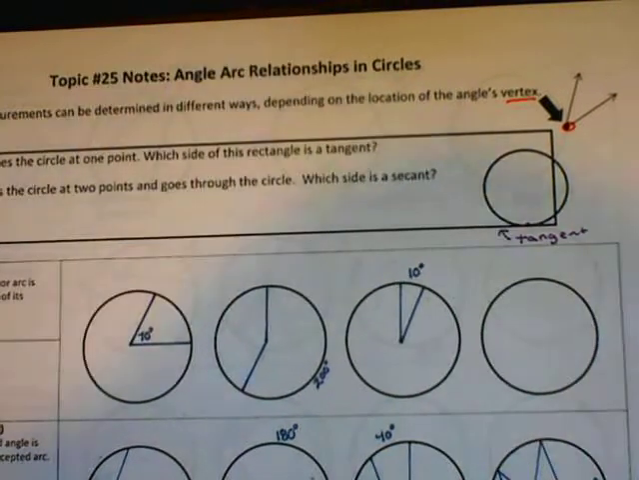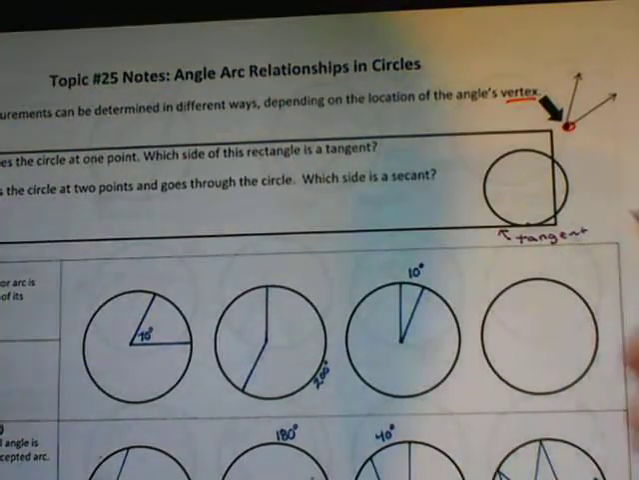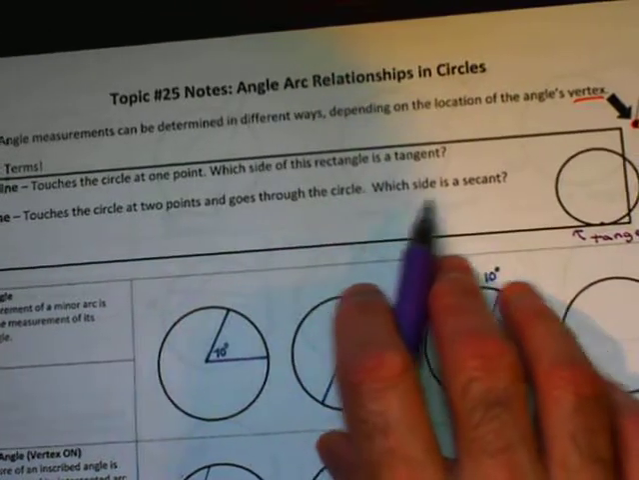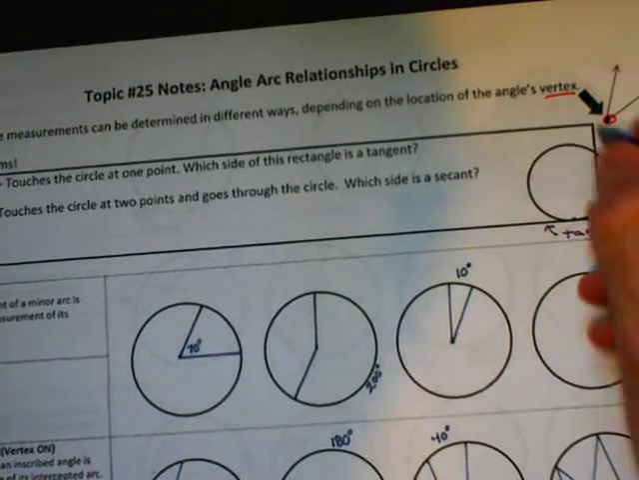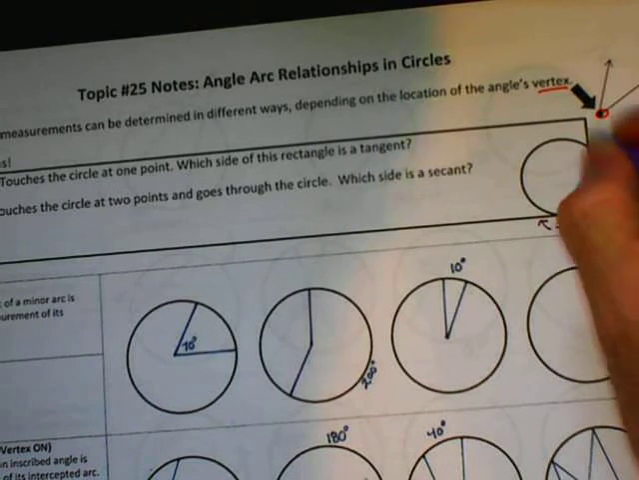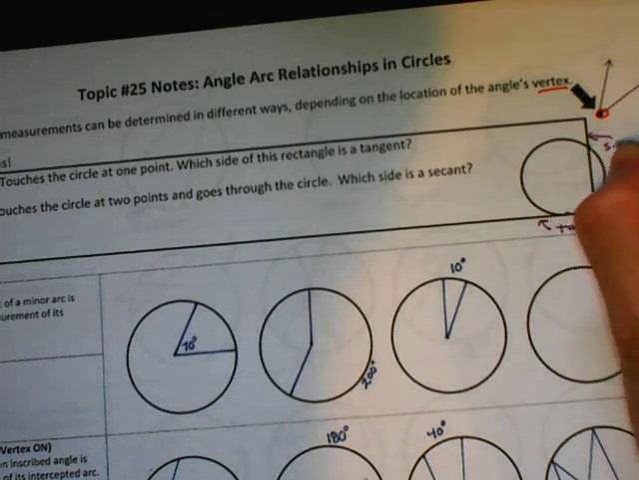And then from there, we can also go into secant. A secant touches the circle at 2 points and goes through the circle. Which side is a secant? It would be this far right side of this rectangle, because it touches in 2 points and actually passes through it. This would be your secant line.